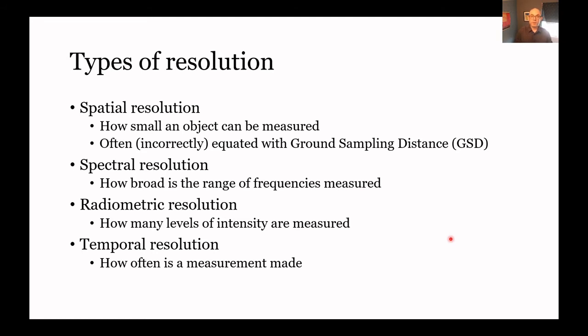Radiometric resolution is about the levels of intensity. Is it just a black and white image, or do we have black, grey, white, or black, dark grey, light grey, white, and so on and so forth, and we can build that up to many, many levels of intensity.